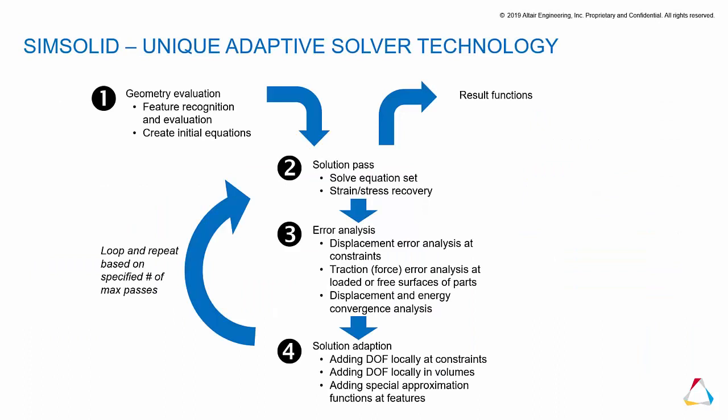It doesn't just solve the equations one time, but it does multiple solution passes. And with each pass, it does error analysis, and then it does solution adaptation where it locally enriches the equations and resolves. This multiple pass method gives SimSolid both its speed and its accuracy.